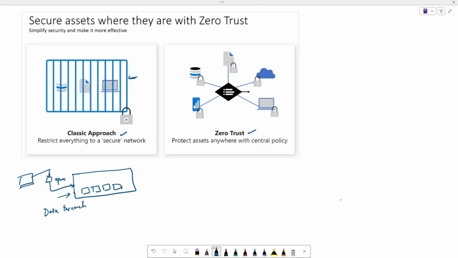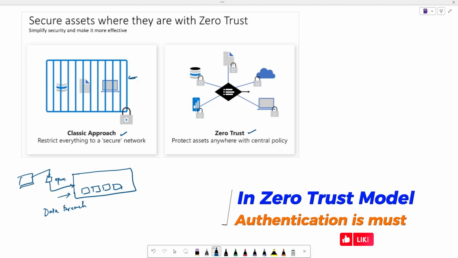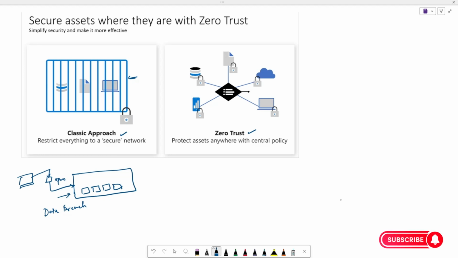Whereas in the zero trust model, it expects authentication first. It doesn't matter whether you are behind the secure network or you are in an open network. It doesn't matter. You authenticate first, then access is granted based on the authentication you have. So this was an overview about the zero trust model.